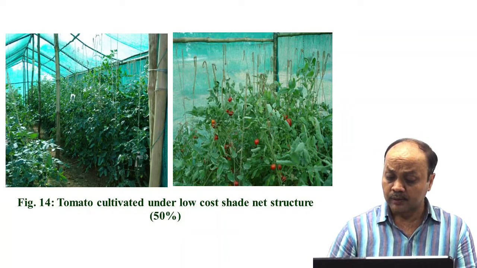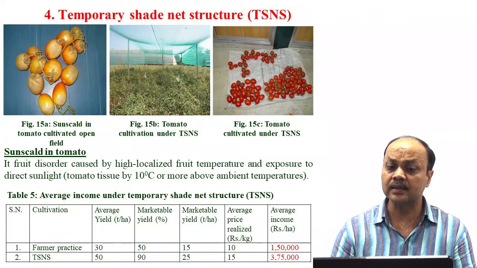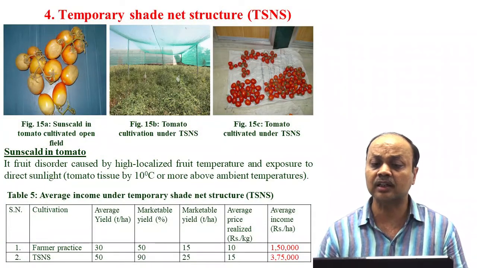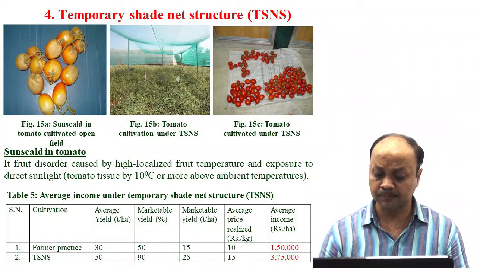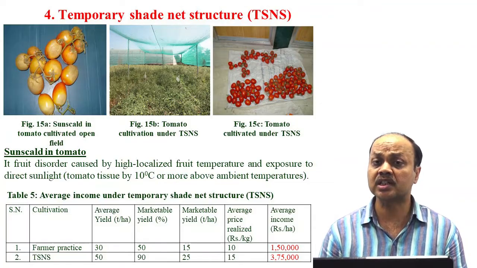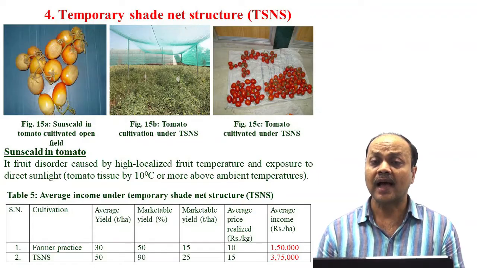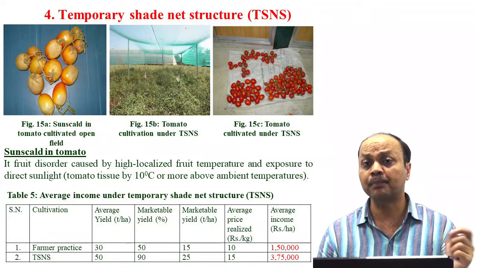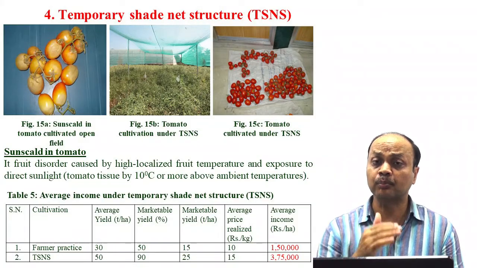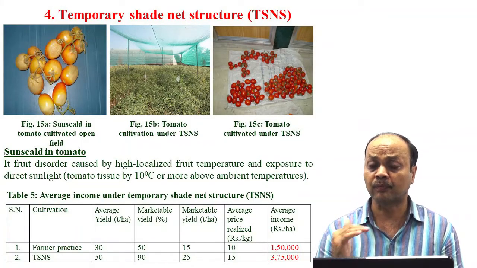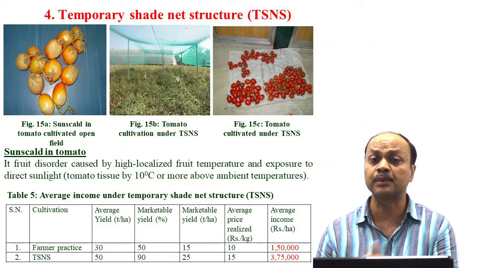So now, based on this work, what we suggested is that we have constructed a temporary shade net structure. What is a temporary shade net structure? We can see from this picture that this is a temporary structure used only during the summer period, from mid-February to June. Why temporary? As I told you, in a permanent structure you do not get protection from rain during the rainy season. Apart from not getting protection from the rain, light intensity is also very low inside the structure. In winter, the same problem occurs.